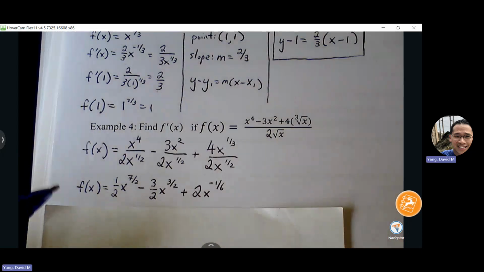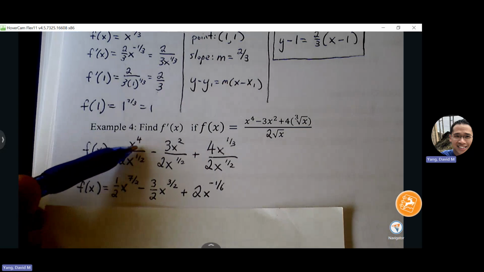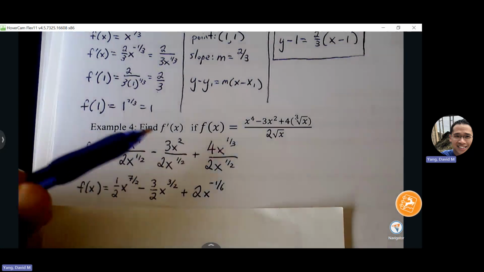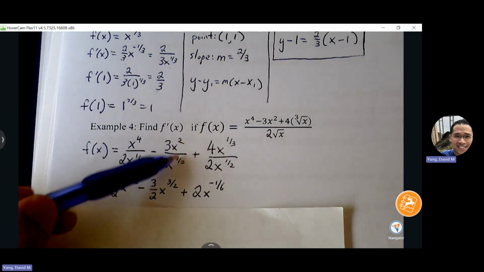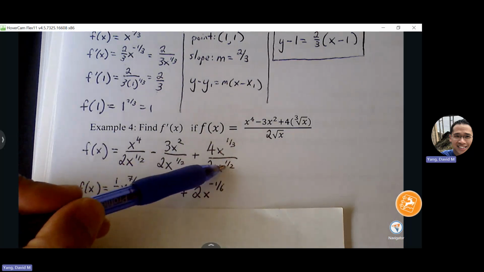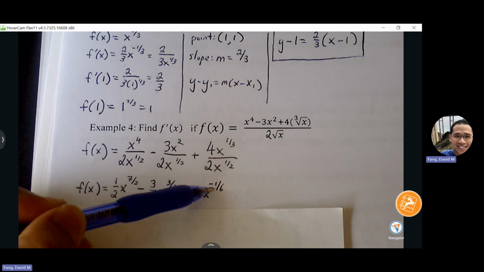Or you can think of it this way. You can just think of it as, okay, if I have bases above each other, I can just subtract the exponents. So 4 minus 1/2 is 8 over 2 minus 1 over 2. 2 minus 1/2 is 4 over 2 minus 1 over 2. And then 1/3 minus 1/2 is 2 over 6 minus 3 over 6, which is negative 1/6.